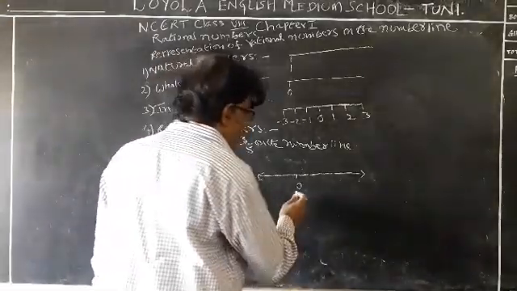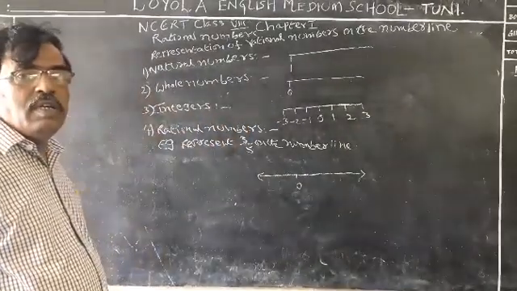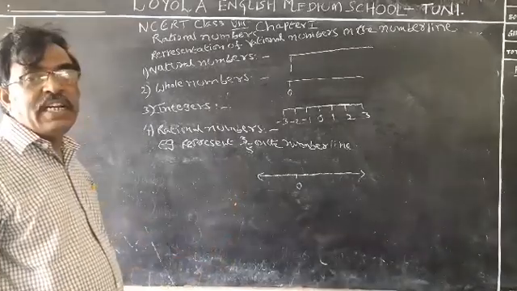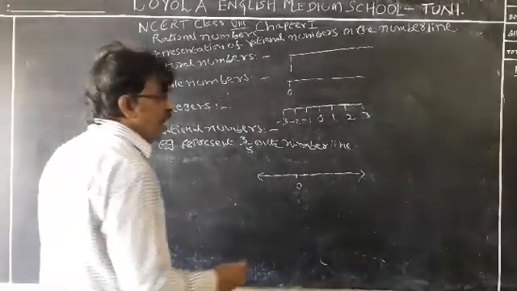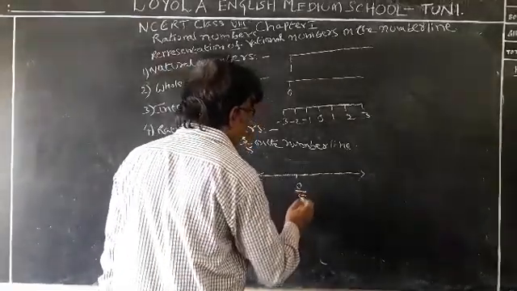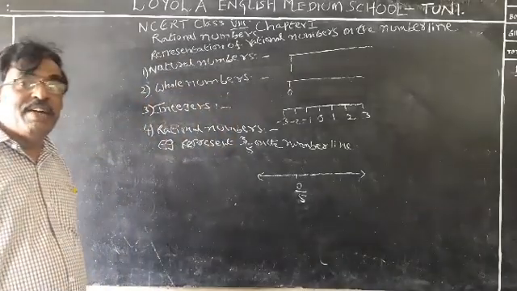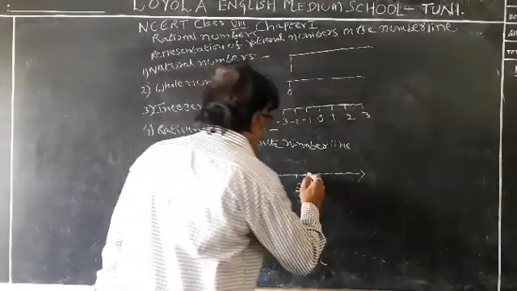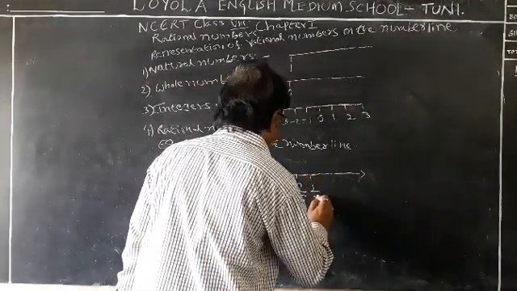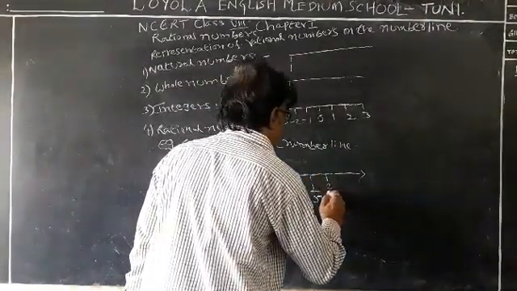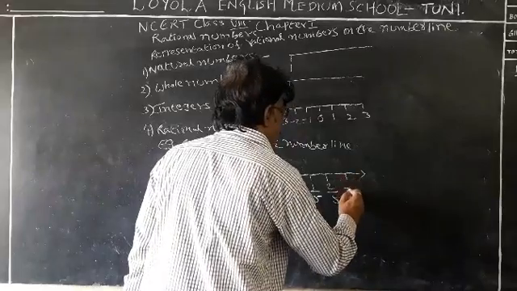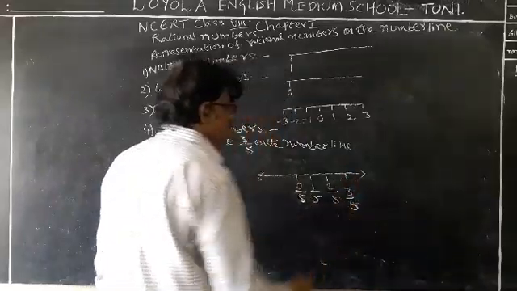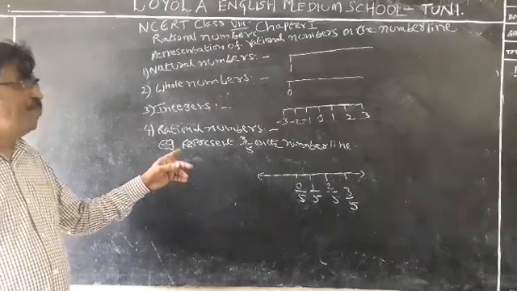First, 0 divided by anything is equal to 0. Here the denominator is 5, hence 0 can also be written as 0 by 5. 0 by 5 is nothing but 0. So, 0 by 5, 1 by 5, 2 by 5, 3 by 5. Like this we have to represent on the number line.